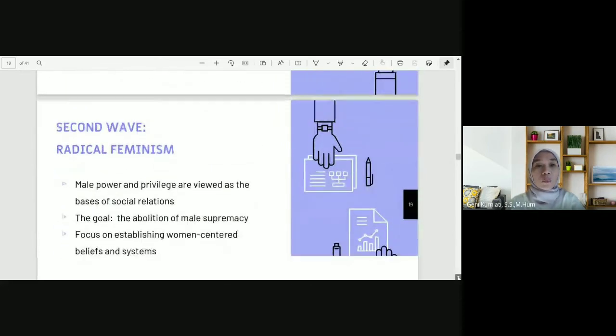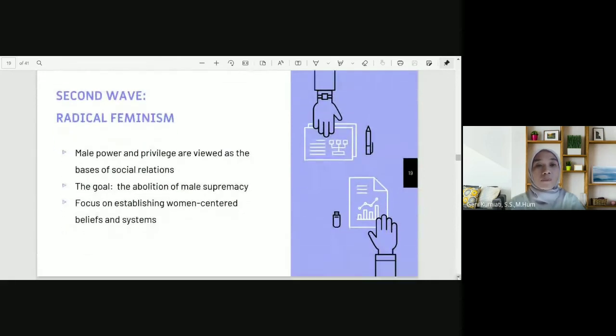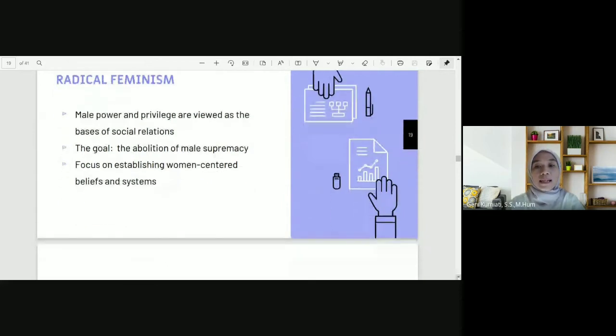Right, and the second wave, also identified as radical feminism. Here male power and privilege are viewed as the basis of social relations. And the goal here is the abolition of male supremacy. The focus is establishing women-centered beliefs and systems.